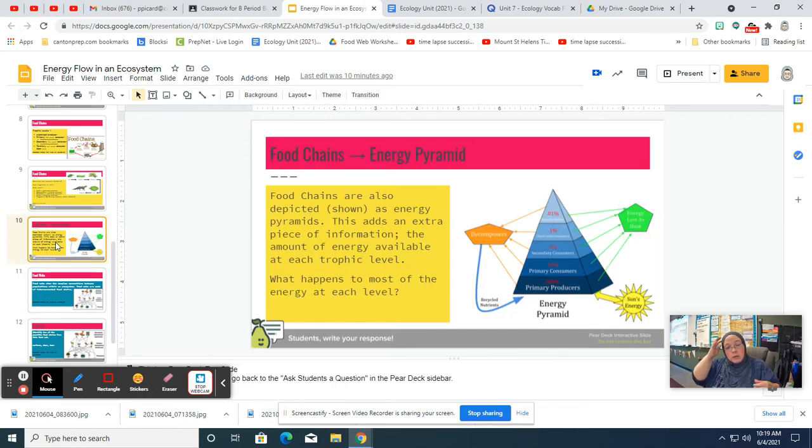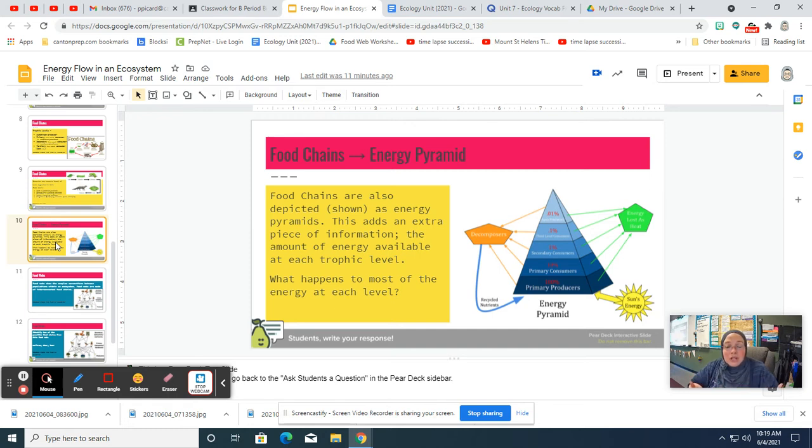Another way that we can represent a food chain is through an energy pyramid. Now, an energy pyramid adds a piece of information that a food chain doesn't. An energy pyramid represents the amount of available energy at each level. Because our producers capture the sun's energy and store the energy inside their cells, they have 100% of the available energy. Now along comes the grasshopper, who eats that grass and has to eat a great deal of that grass to sustain itself.